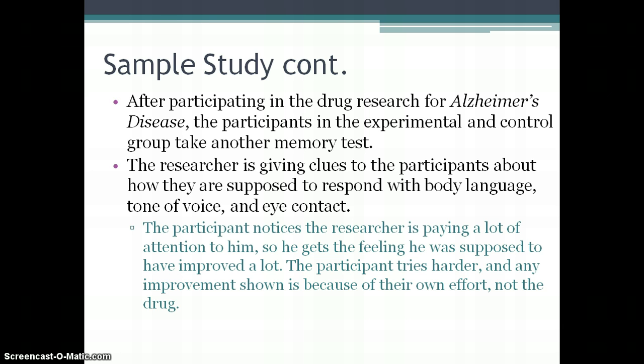So like I said, after they participate in this study, then the groups are going to take another memory test. So an example of the experimenter effect is the researcher giving clues to the participants about how they were supposed to respond with their body language, tone of voice, eye contact. And something to note is that this could be unintentional. It's not necessarily deliberate, but it does happen.